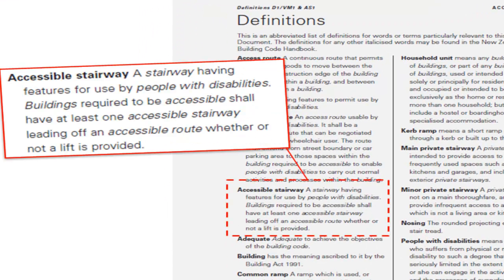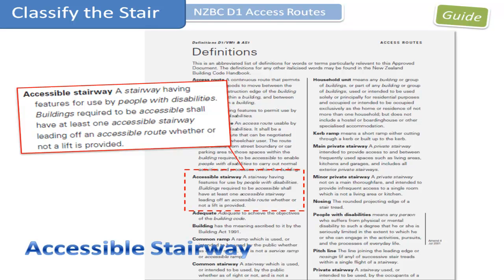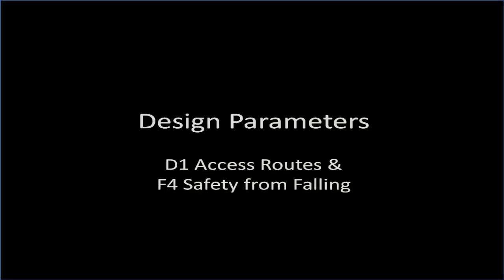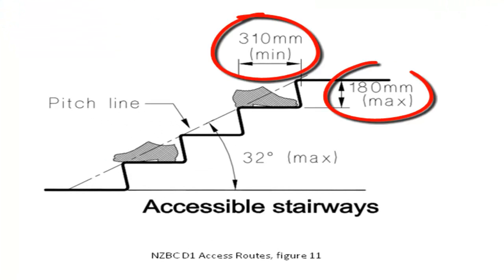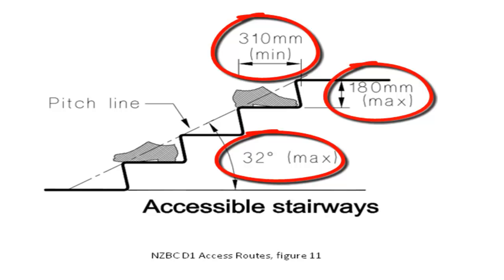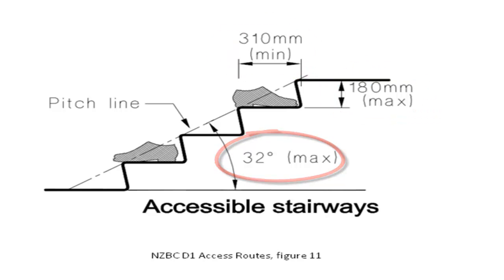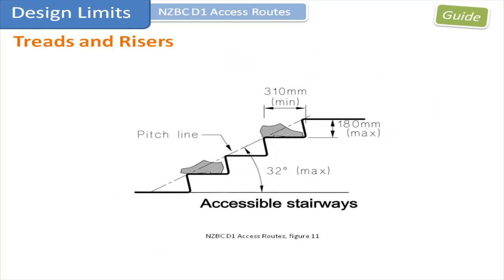For commercial buildings, we need to provide disabled access, so the accessible stairway is the stair classification for all stairs in our project building. Let's look at New Zealand Building Code D1 access routes. In figure 11, note the position of the pitch line. You'll use this to confirm the height of your handrail a bit later. Note the treads and rises and the maximum stair pitch. Refer to figures 12 and 13 for further requirements for treads and rises for disabled users.